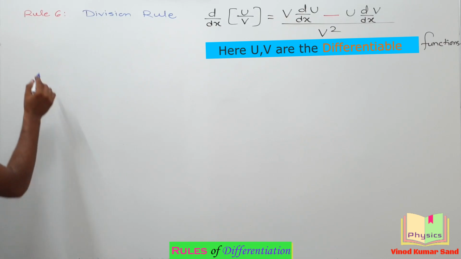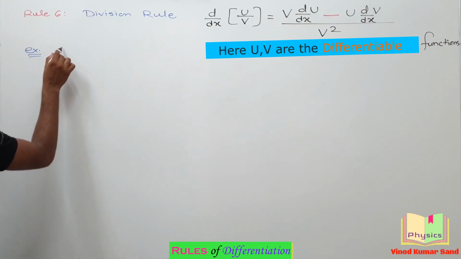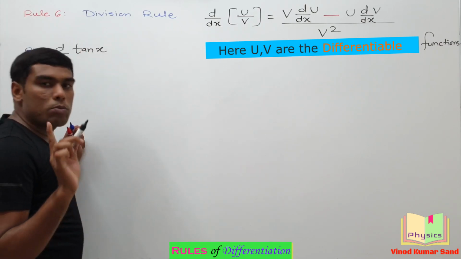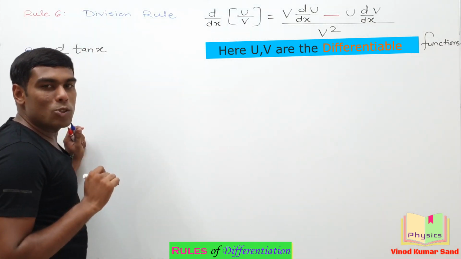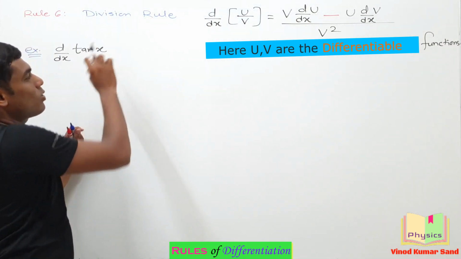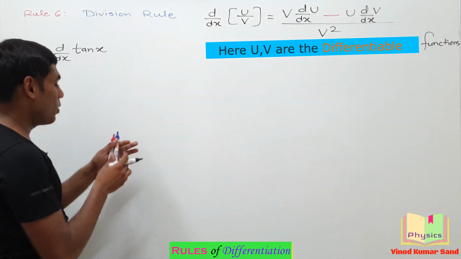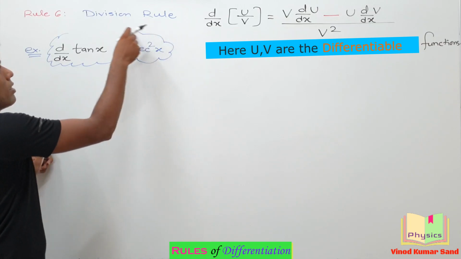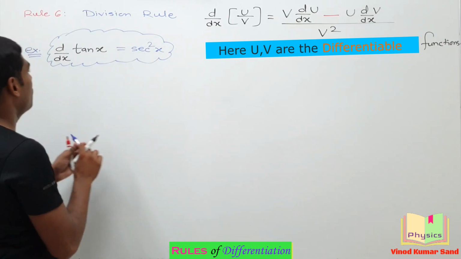Taking up example number 1 here. If someone asks you d by dx of tan x, from the formula table, do you remember the answer? D by dx of tan x. Its answer was secant square x. I hope you remember it. Now I am going to prove it.